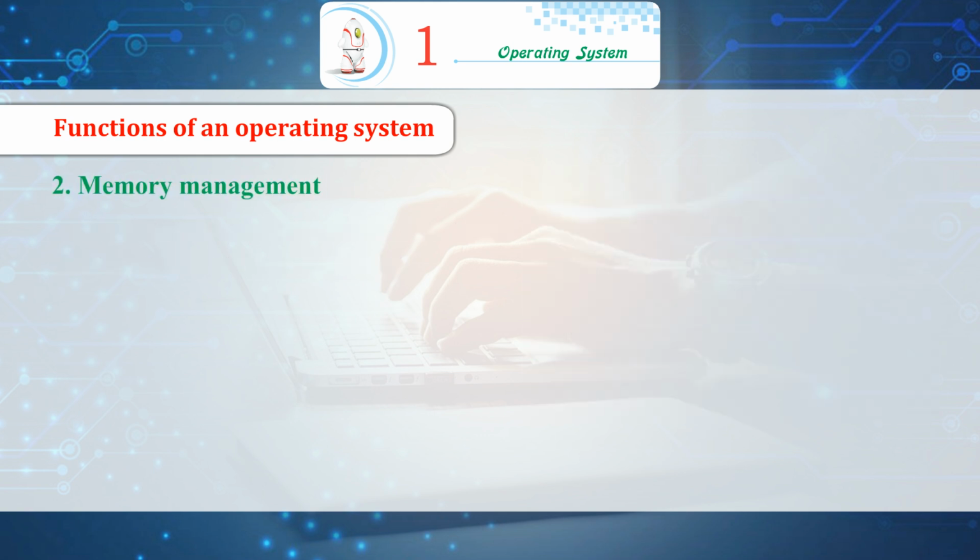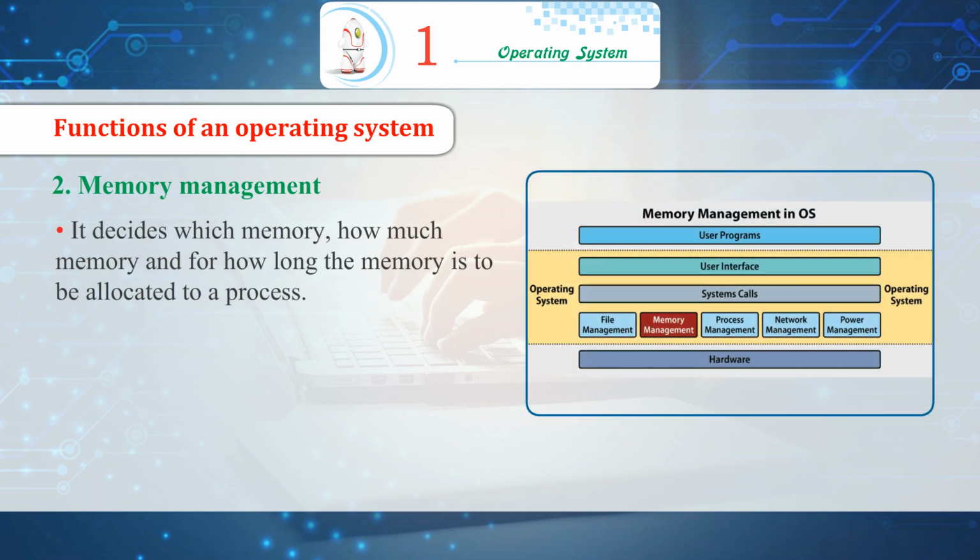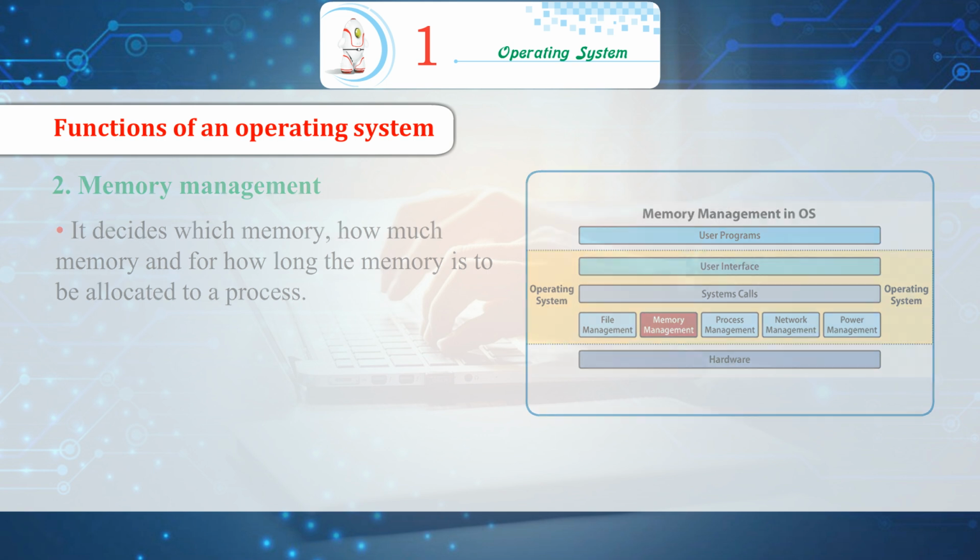2. Memory management. The memory manager of a computer is the operating system. It decides which memory, how much memory, and for how long the memory is to be allocated to a process.